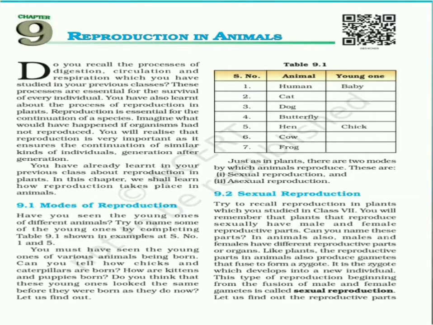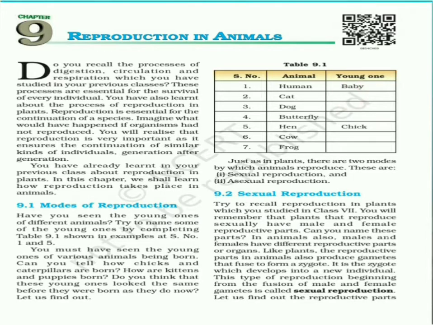And as per this table, you know what the young ones of these animals are called. Cat is called kitten, dog is called puppy, the young one of a butterfly is called caterpillar, cow it is called calf, and frog it is called tadpole. So it should be very clear.